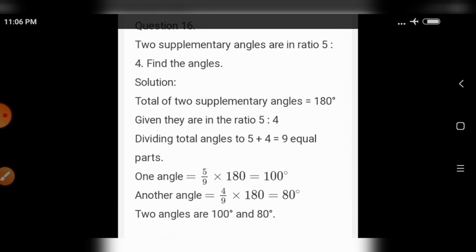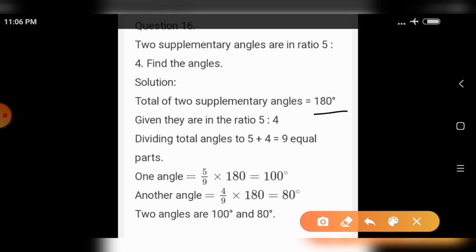Two supplementary angles are in the ratio 5:4. Find the angle. The total of two supplementary angles is 180 degrees. Here the given ratio is 5:4. You have to find the total, that is 9. So from 5, the total is 9: 5 by 9 into 180 degrees.